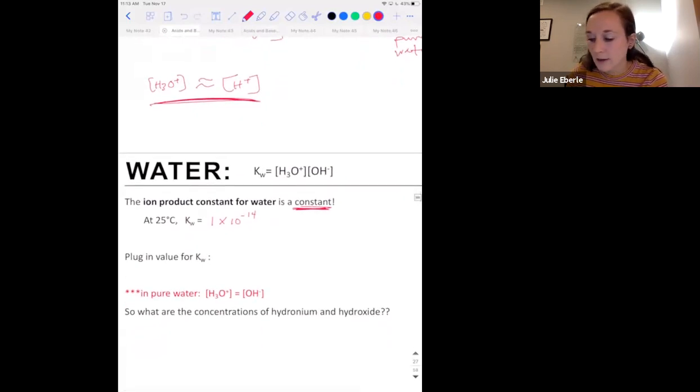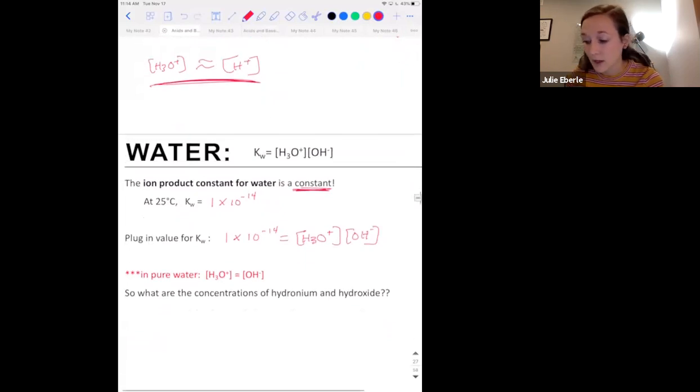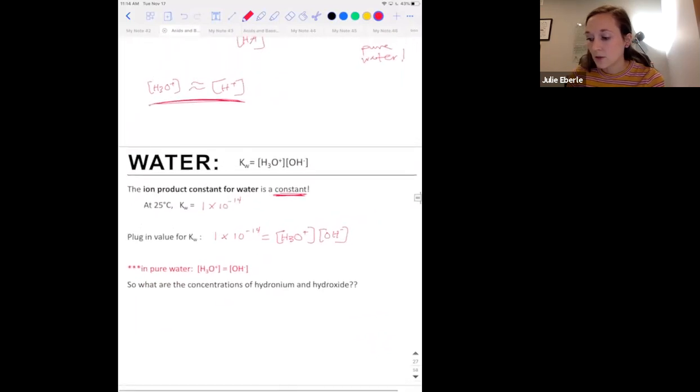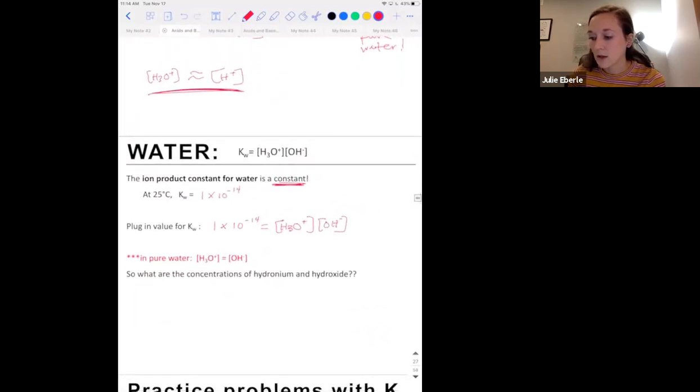So if we plug in Kw to our equation, now we have this: 1 times 10 to the negative 14 equals concentration of H3O plus and the concentration of OH minus. So that's if we plug in Kw, which you can always do. You can always plug in this value for Kw. It equals the concentration of H3O plus times the concentration of OH minus.